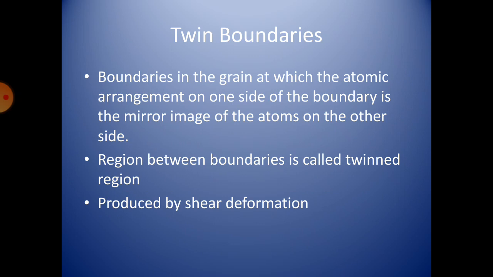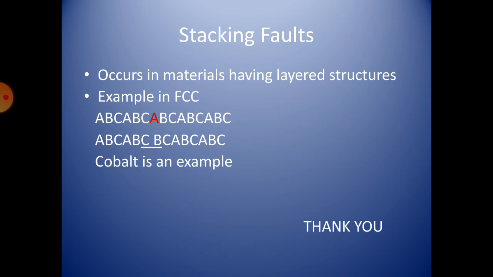And next is twin boundaries. Twin boundaries are boundaries in which the atomic arrangement on one side of the boundary is the mirror image of the atoms on the other side. The region between the boundaries is called the twin region. It is also produced by shear deformation. And the next one is an extended plane defect, that is stacking fault.